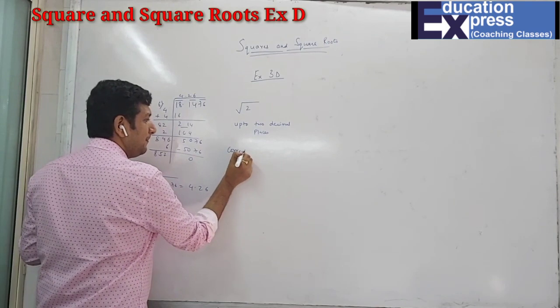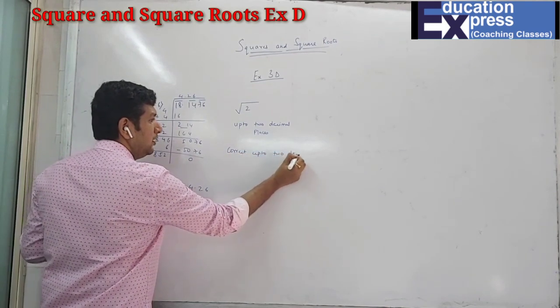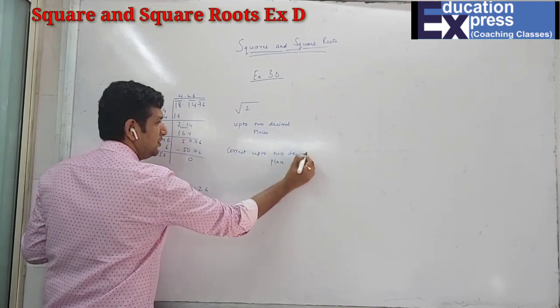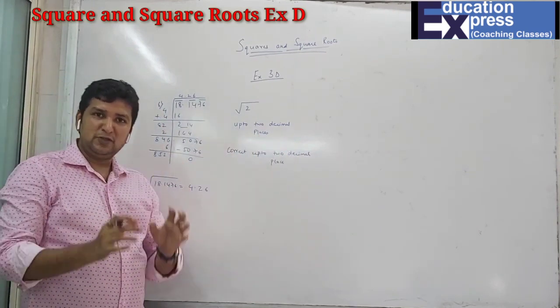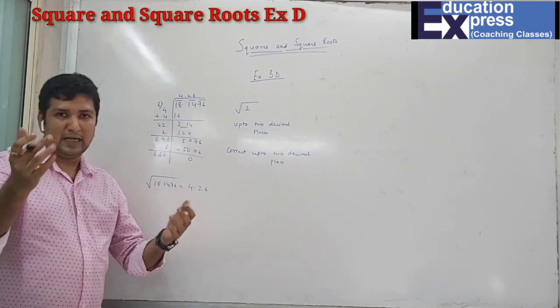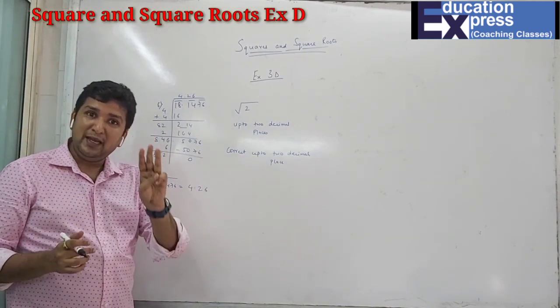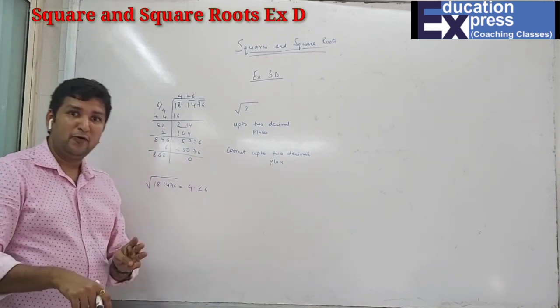Correct up to 2 decimal places. Now students, what is the difference between these both? When we say up to 2 decimal places, that means you have to find only 2 decimal places, and that's the answer. Correct up to 2 decimals, what? You have to find 3 places after the decimal, and then round off to 2 decimal places.